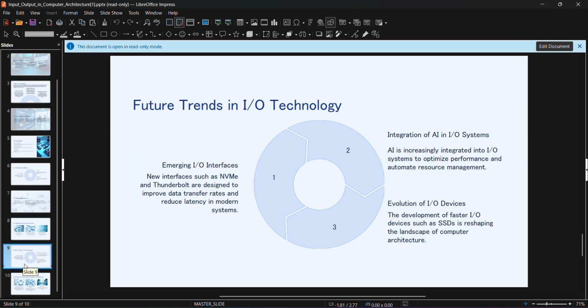Let's move on to the future trends in input output technology. We have emerging input output interfaces, right? We've discussed interfaces like SATA and the rest. Now, new interfaces such as NVMe, meaning non-volatile memory express, and Thunderbolt are designed to improve data transfer rates and reduce latency in modern systems.